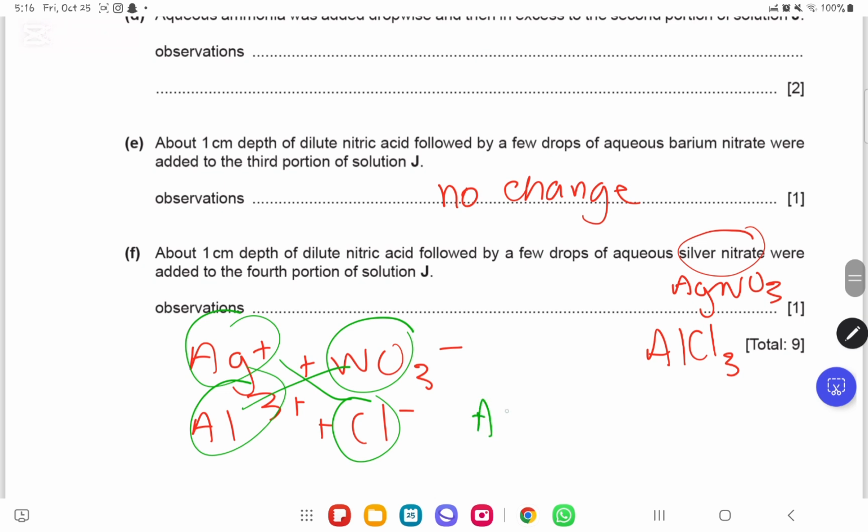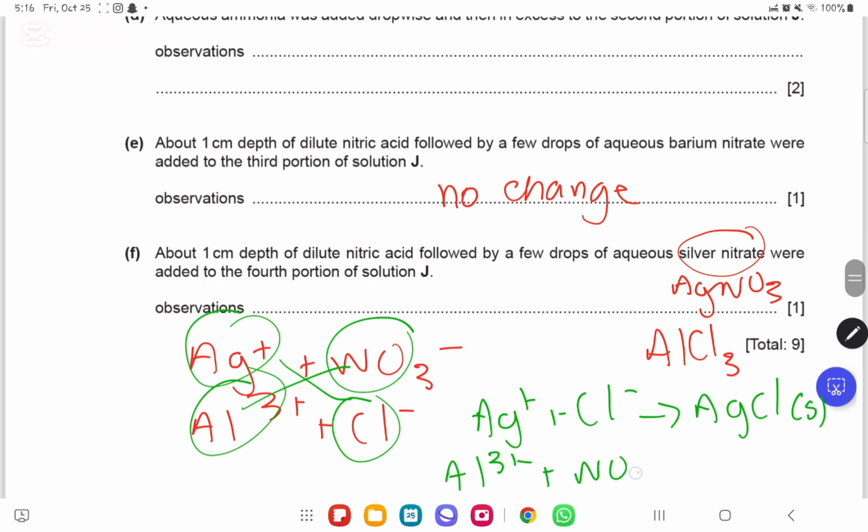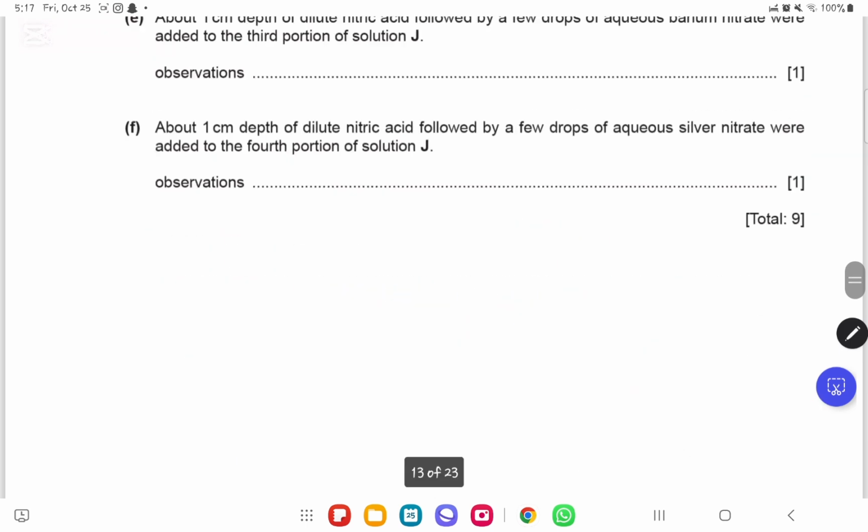So now we get Ag+ and Cl- giving us AgCl, which is a white precipitate. And then we have Al3+ and NO3- giving us Al(NO3)3, which is aqueous. So definitely we will see a white precipitate. And that is it for this past paper.